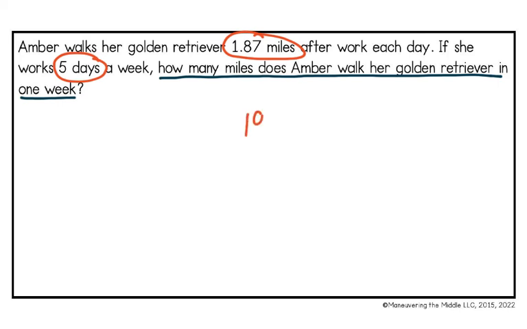Ignoring our decimal, we're going to have 187 times 5. So 5 times 7 is 35. Put down my 5, carry my 3. 5 times 8 is 40, plus 3 is 43. Put down 3, carry the 4. And 5 times 1 is 5, plus 4 is 9.